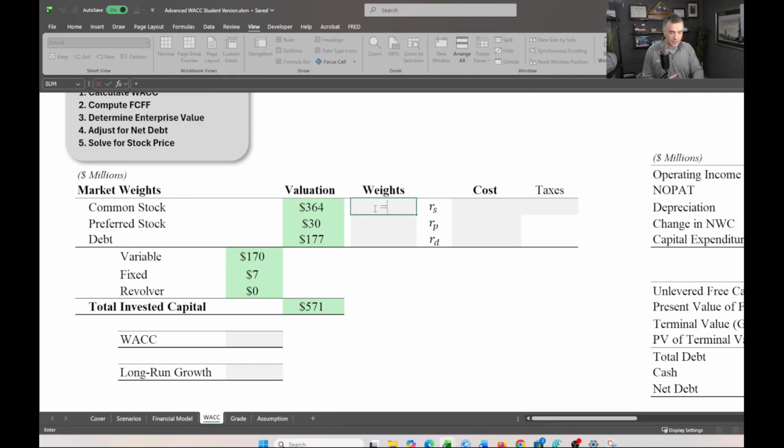I'm going to hit equals, go to the common stock, and divide it by the invested capital. That's the percentage. Before I hit enter, I'm going to hit function F4 because I want to freeze it, make that an absolute reference. So when I drag it down, it's going to drag to these cells and it will not move this. So 63% equity, 5.3% preferred, and 31% debt. So we've got the weights.